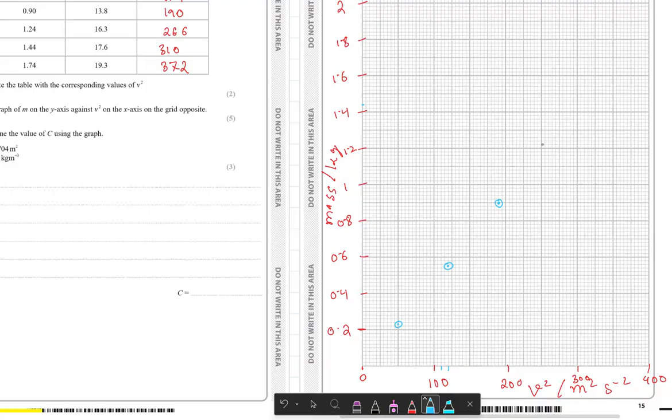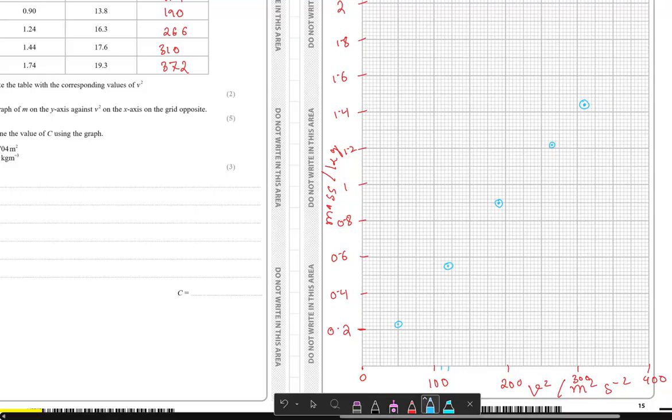Yeah, if this is 250, 260, and then somewhere over here. Sorry, the last spotting was a little bit off, by just one square. So 1.44 is over here, and then 310, which is here.